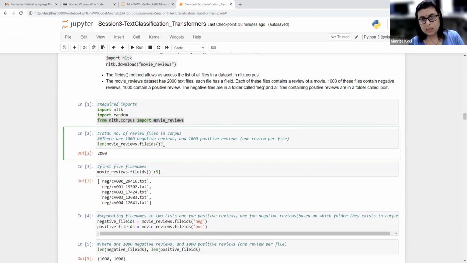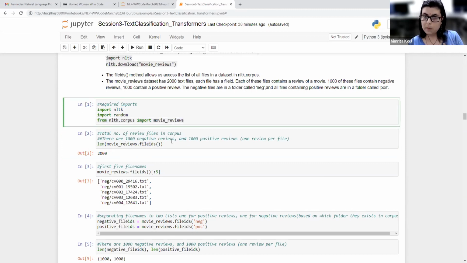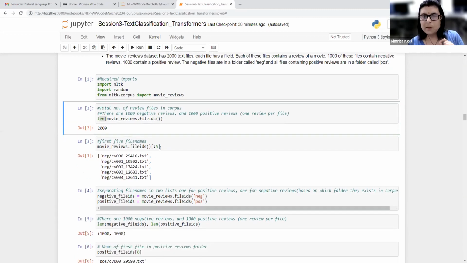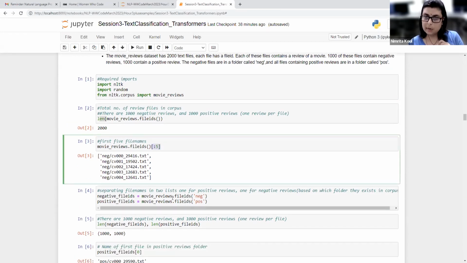So here is how you can see how many files you have. The length function helps you see the length of a list. fileids is a built-in function which helps you to figure out all the file names in a particular text corpus. movie_reviews is a text corpus. We imported it from nltk.corpus. I'm checking the length of fileids, which means how many file IDs there are. There are 2000 file IDs, and we are just printing the first 5 file IDs here.